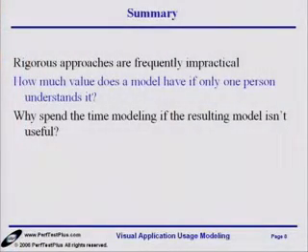So basically, the background summary is this. The rigorous approaches are beautiful, but often impractical. How much value are these models if we can't communicate with them? If the only person who can use them is the person who made the model, we lose the value of communication across our team. And why spend the time to make a complex model if nobody's going to use it?